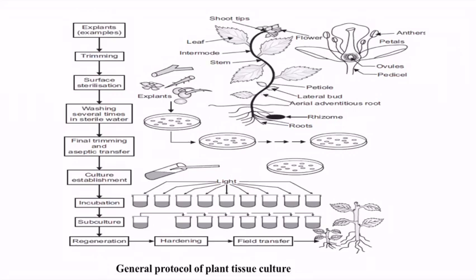sterilizing agents, that is sodium hypochlorite, silver nitrate, ethanol. After that, they are washed several times to remove the traces of that chemical. After that, final trimming is done under laminar airflow, and after that the culture is transferred aseptically onto the media. It may be present in plates or in a bottle.